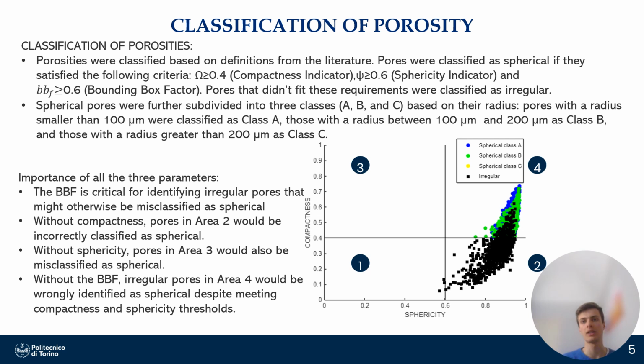Using the geometric parameters illustrated in the previous slide, the pores detected through X-ray computed tomography were classified. For each pore, the values of the three geometric parameters were determined, and the pores were classified as spherical if they had compactness greater than 0.4, and sphericity and bounding box factor greater than 0.6. Following this classification, spherical pores were further divided into three subclasses, A, B, and C, based on the diameter increasing from class A to class C.